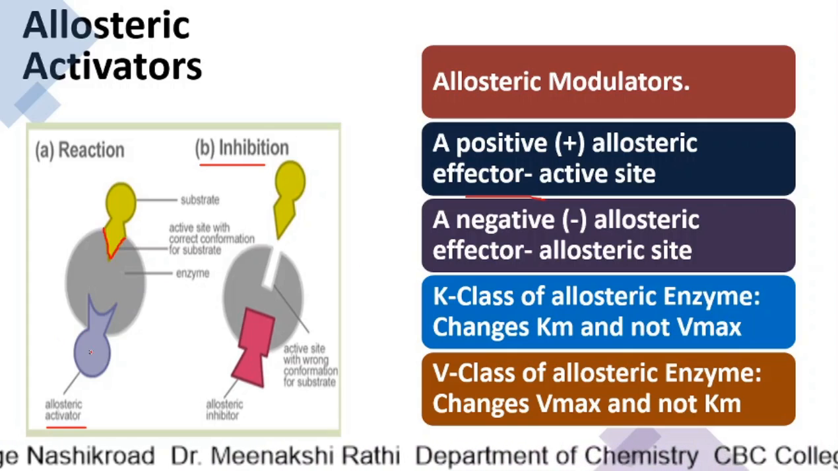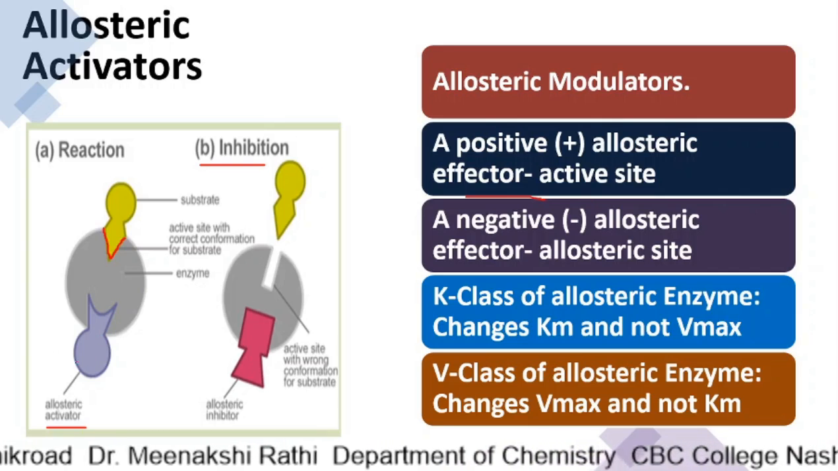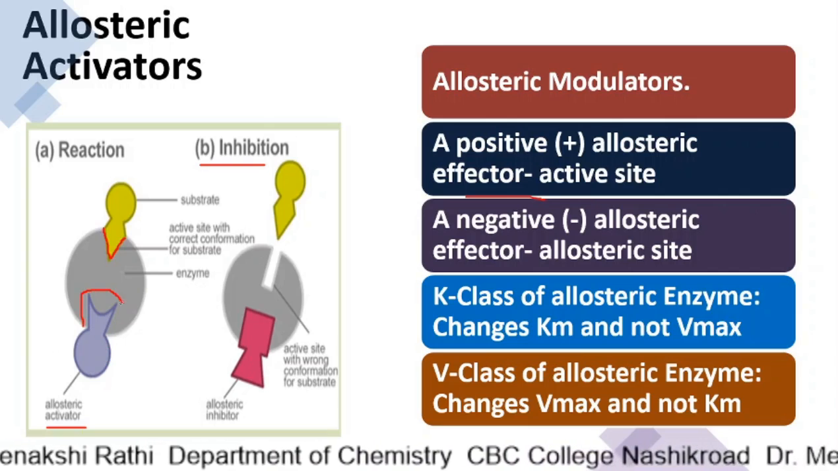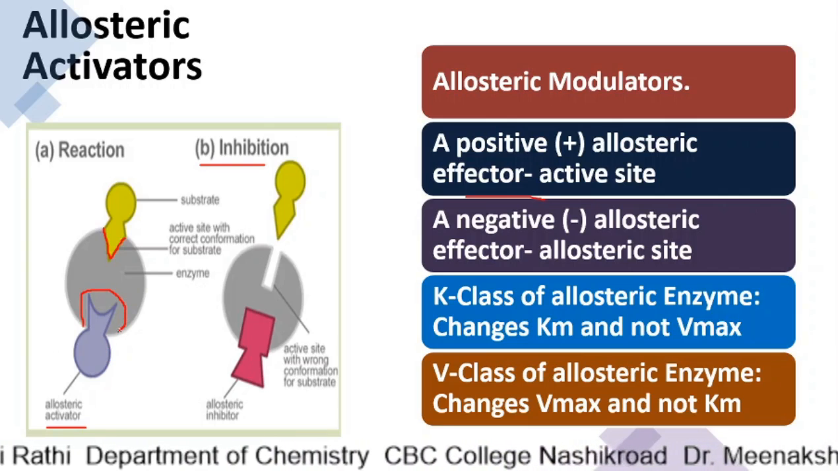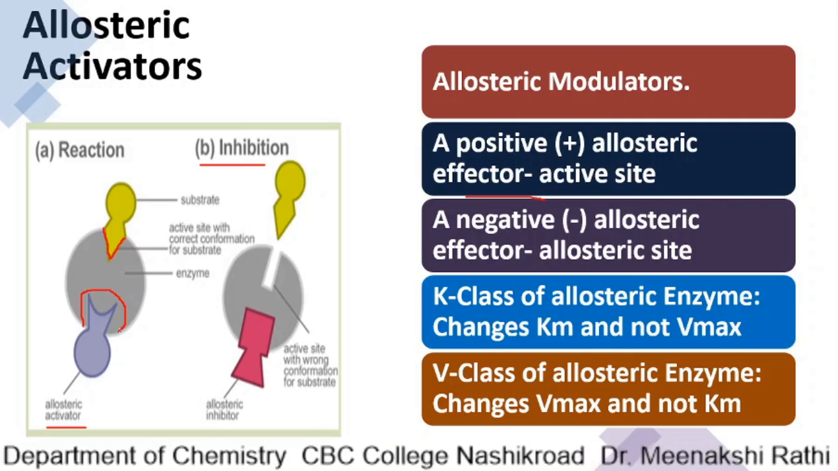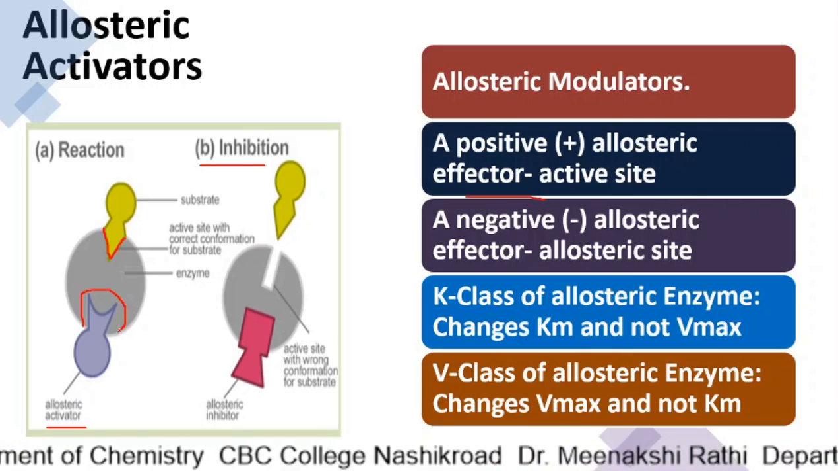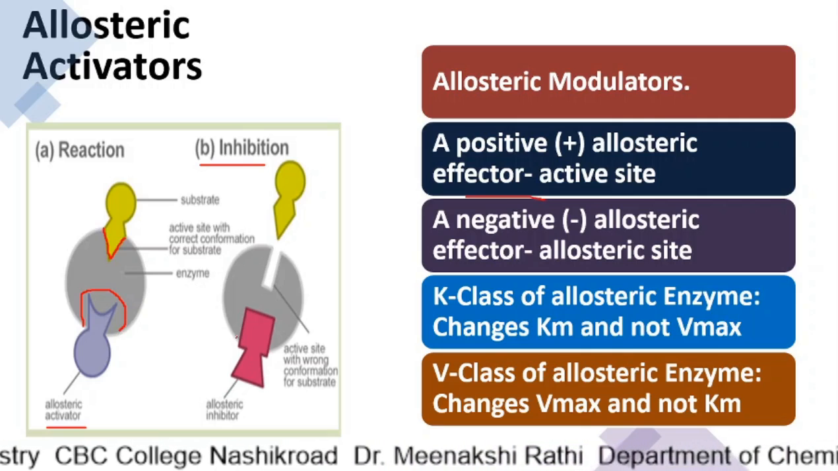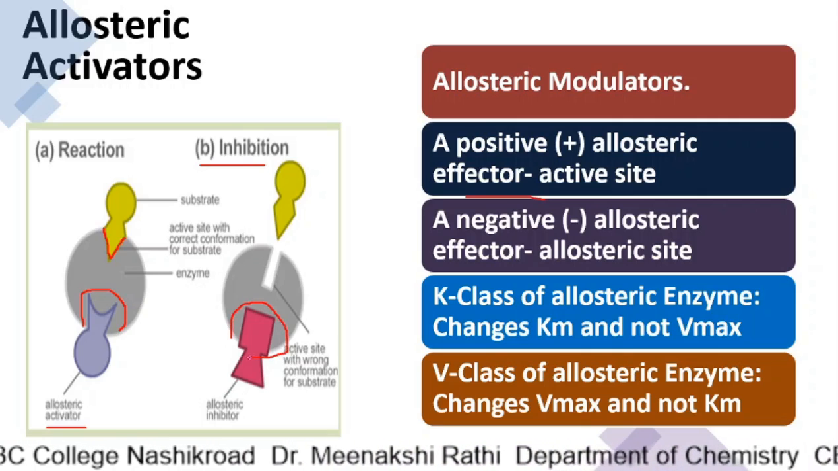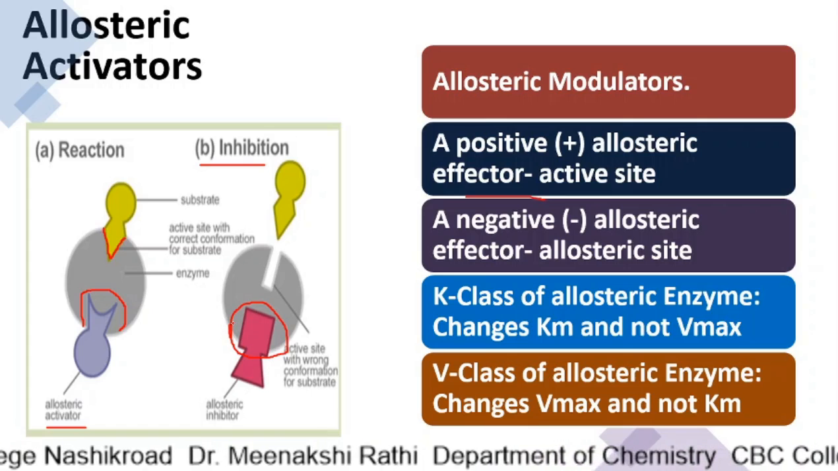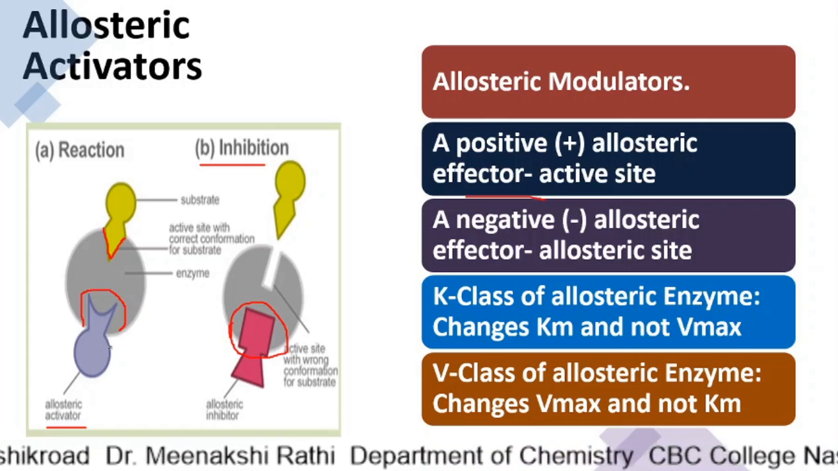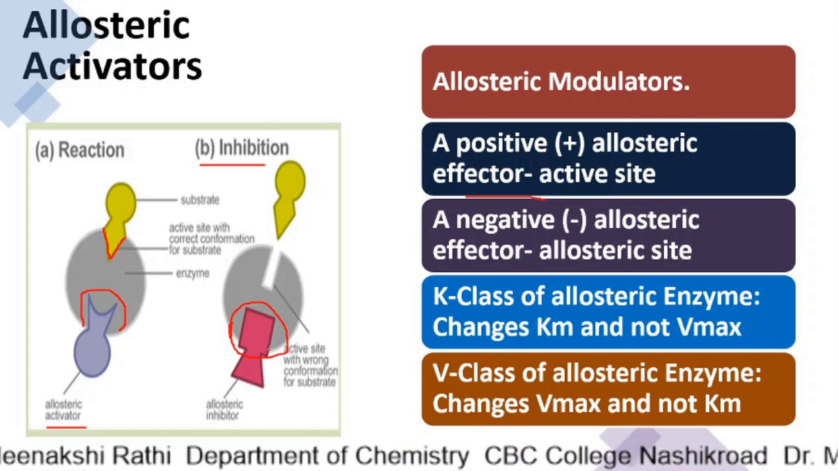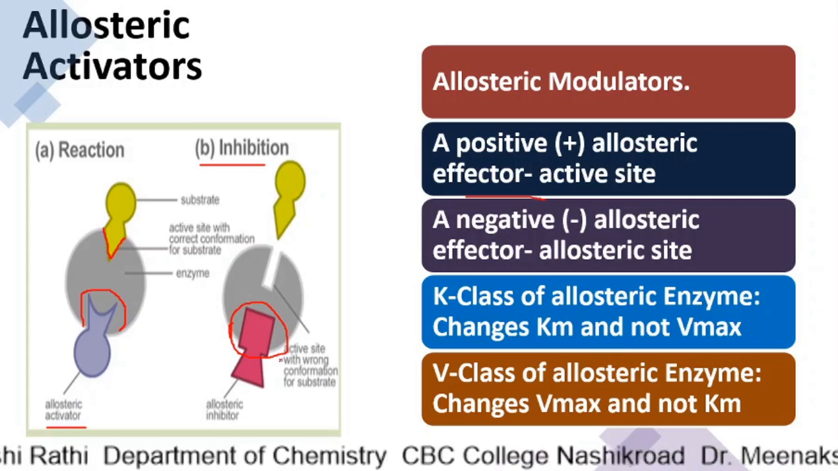So we can say that when an allosteric activator is attached, this site is called the allosteric activator site, and when an inhibitor is attached, then it is called the allosteric inhibitor site. Because it is increasing the rate of reaction, it is called the allosteric activator site, and this is called the allosteric inhibitor site.